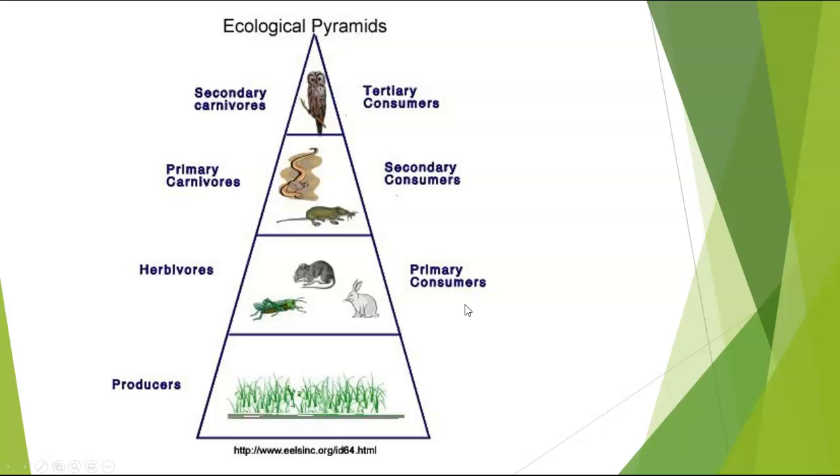Ecological pyramids have different names, and so I've talked about producers and autotrophs, which are the plants on the bottom. And if they're fed on directly by organisms, we would call those organisms herbivores. They can also be referred to as primary consumers. Now, if the next level are predatory and they're carnivores, we would call them the primary carnivores. We can also refer to them as secondary consumers. And then the next level would be the secondary carnivores or the tertiary consumers.